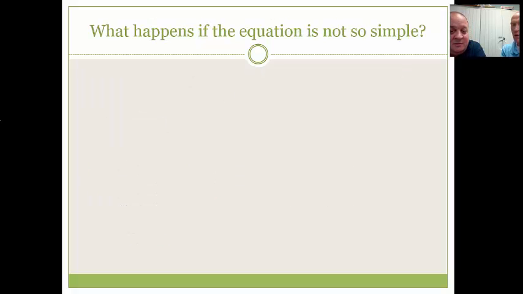What if the equation is not so simple? See, this side, we knew we were going to get to a slide like this. I don't know. Why don't you guys think about that? We're going to go. Bye. Just kidding. No, we're back.